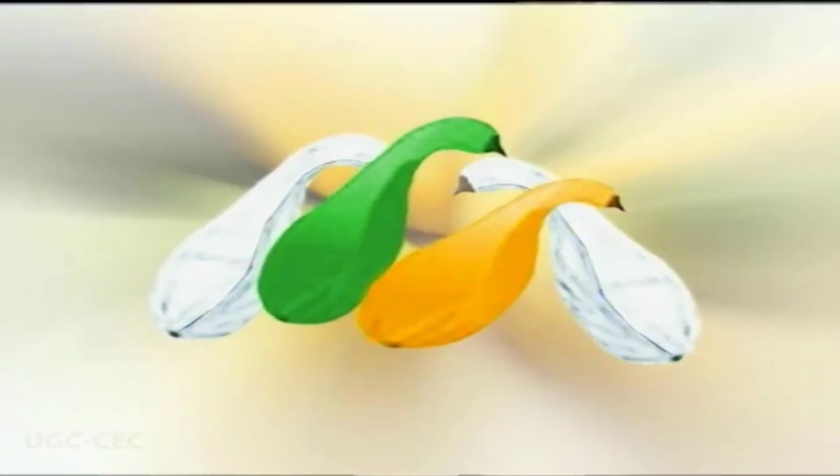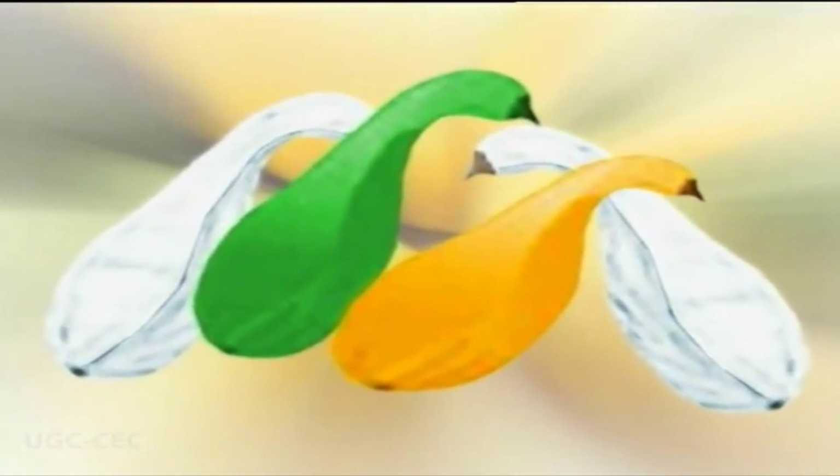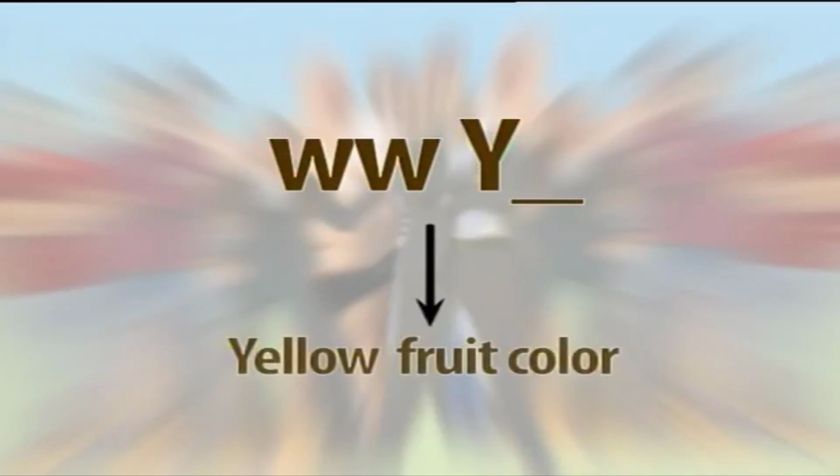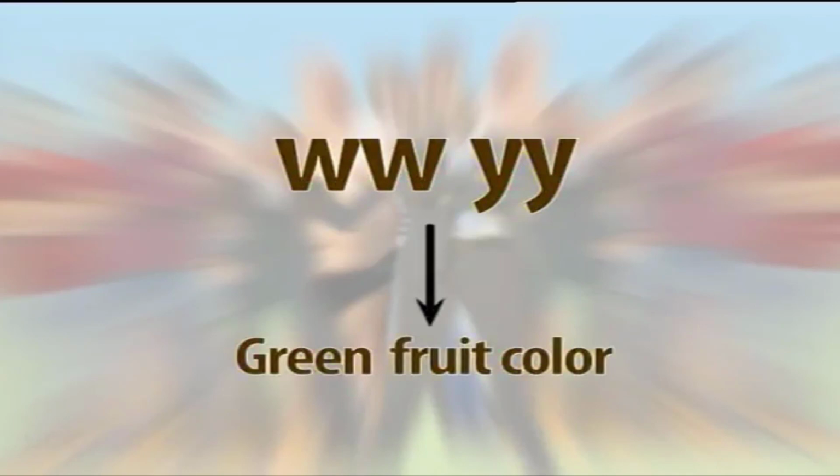For example, inheritance of fruit color in summer squash. Here, the dominant allele W results in white fruit color, regardless of the phenotype at the second locus, Y. In the absence of the dominant W allele, dominant Y results in yellow color, while little y results in green color.